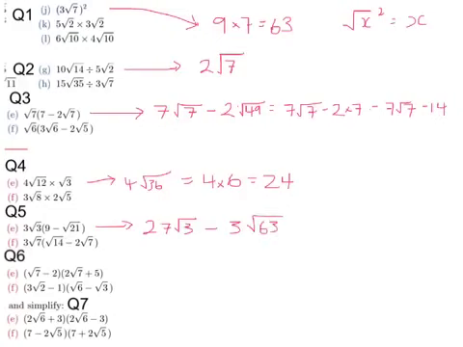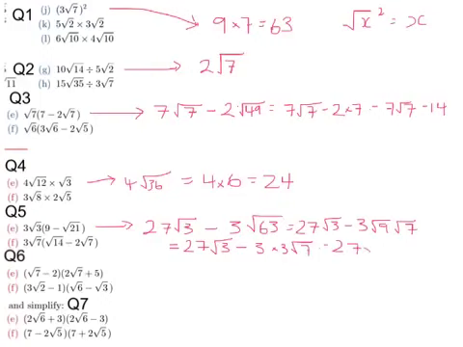Now, we know that 9 goes into 63, so it's going to be 27 root 3 minus 3 times root 9 times root 7. So that's going to be 27 root 3 minus 3 times 3 root 7. So we've got 27 root 3 minus 9 root 7. You can probably take some shortcuts there, but I'm taking the long way just in case.